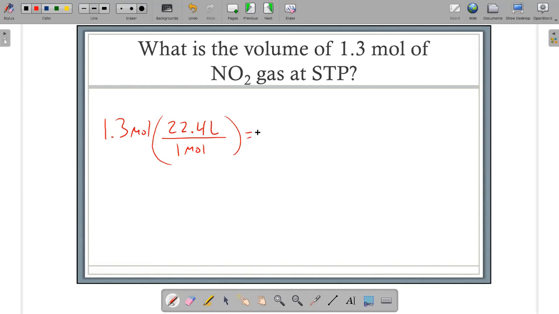And the math here is just 1.3 times 22.4. This only has two significant figures. My calculator says 29.12, but it'd be 29 liters. So if you want to have 1.3 moles of NO2, at 0 Celsius and 1 atmosphere pressure, you have a container that has a volume of 29 liters, and you'll have 1.3 moles. So that's how you convert from moles to liters.